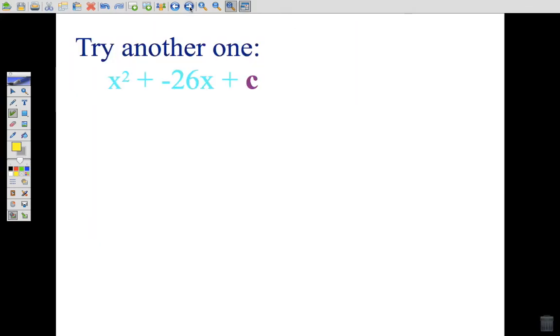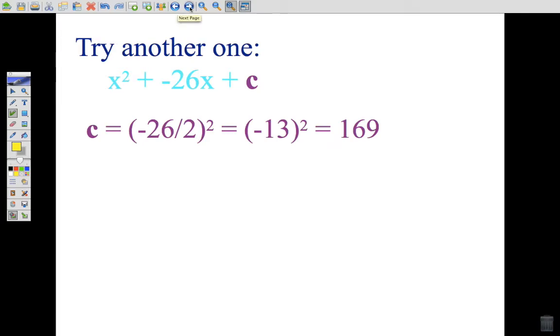Let's take a look at another one. What number should be filled in place of C? The pattern we established, B divided by 2, the quantity squared. And in this case, B is negative 26. Negative 26 divided by 2 is negative 13. Square that, and you'll get 169. That's the number to substitute in place of C. We've now forced a perfect square trinomial.